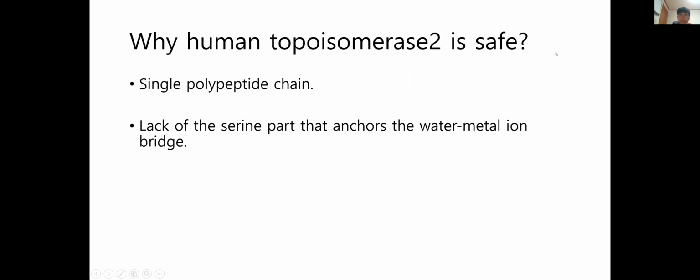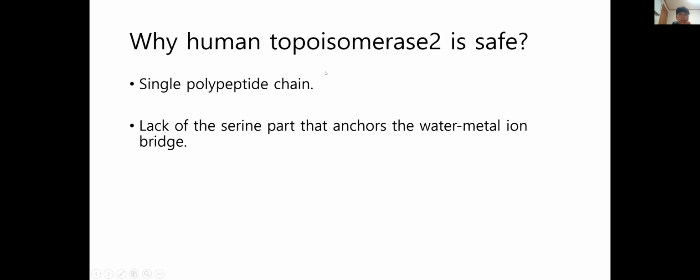This is how quinolones interact with topoisomerase. The red one is the part of topoisomerase, and the black one is quinolone, and these four purple spheres are water molecules, and in the middle of the water there is a metal ion. So we call this the water metal ion bridge. Quinolone interacts with topoisomerase through this water metal ion bridge, and the water metal ion bridge connects with the serine part of the topoisomerase and quinolone.